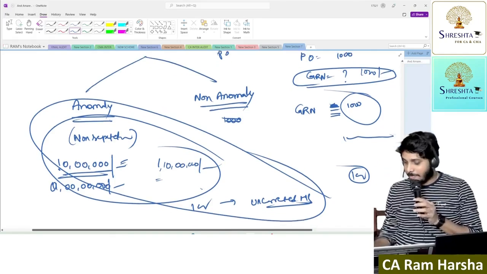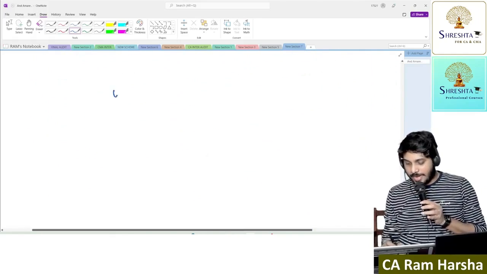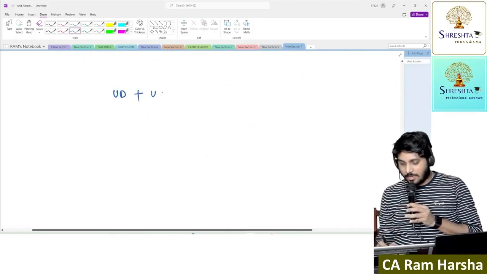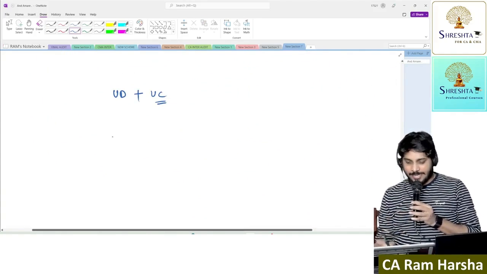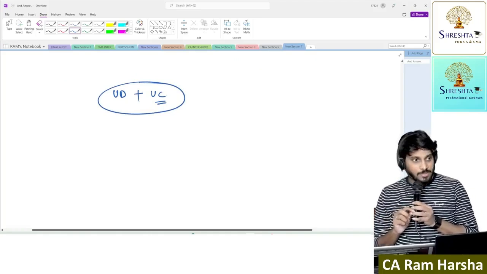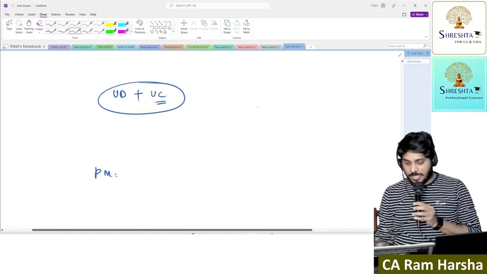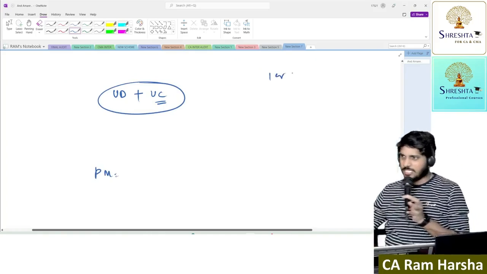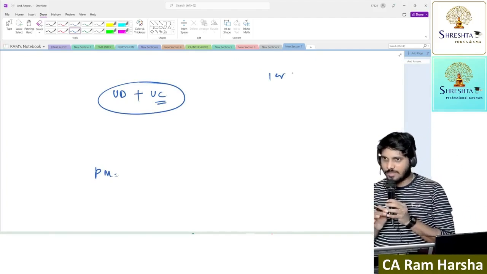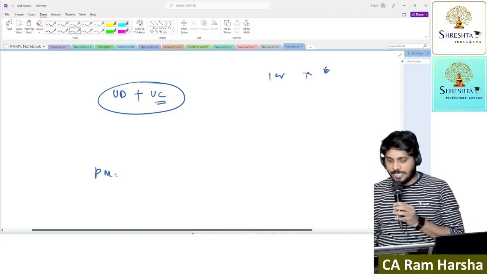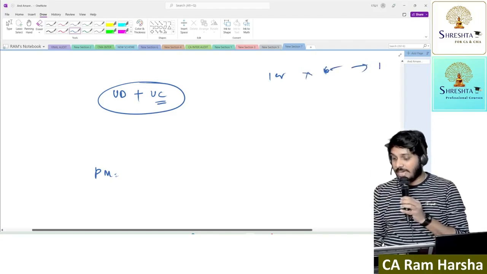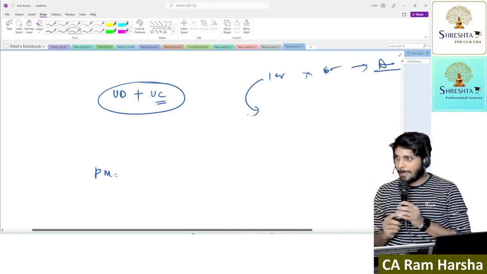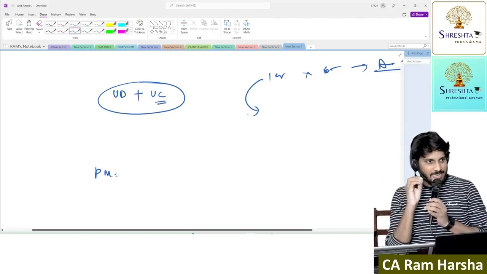When I project the mistake plus the actual mistake discovered, that is undetected plus uncorrected. Suppose I take performance materiality, actual materiality, as 1 crore. If the total mistake crosses 1 crore, it is a material misstatement and you have to give a modified opinion. If it is 10 times this, it is pervasive, and we have to give an adverse opinion. Here 1 crore is the total materiality level.